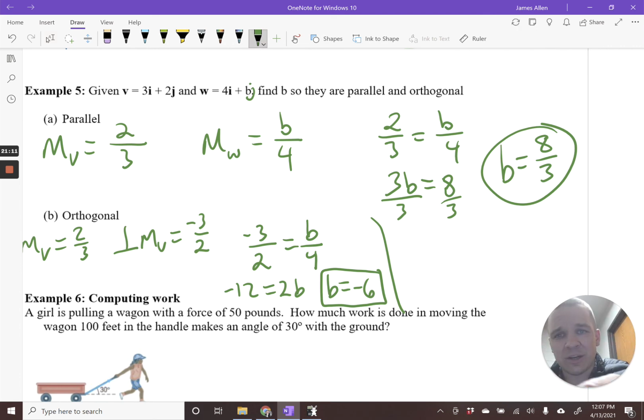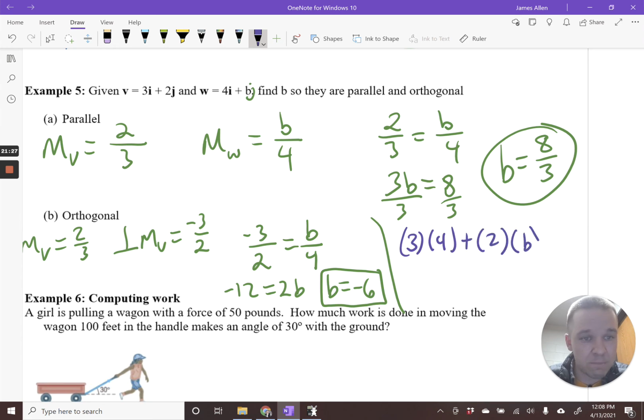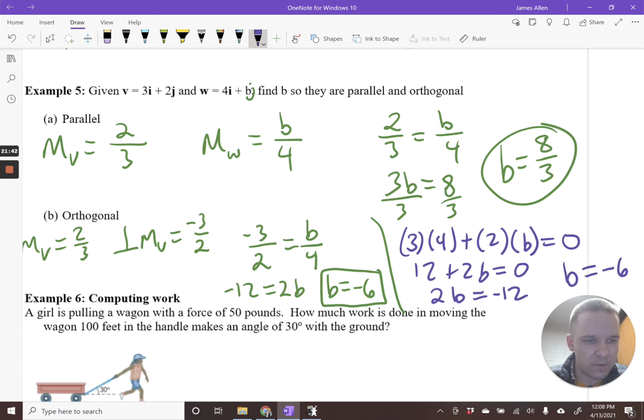Now, the other option I could do is the dot product, right? And I'll switch colors for this one because green is getting monotonous. So the dot product would be 3 times 4 plus 2 times b, the unknown, and I want that dot product to be 0. So I can just solve this equation. I'd have 12 plus 2b, and as you can probably already see, it's going to work out wonderfully. -12 divided by 2, and I get b equals -6. Awesome. There we go.